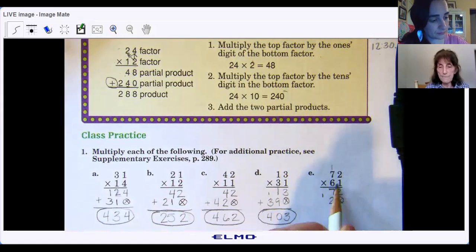Now 6 times 7 is 42 plus 1. Just kind of go over that 1. It says 43.